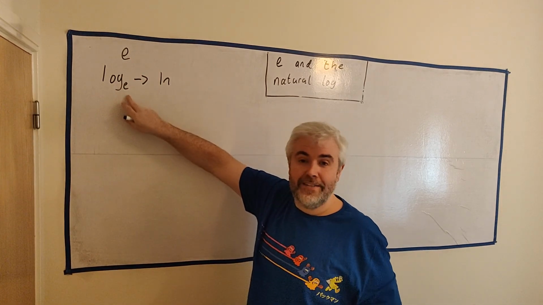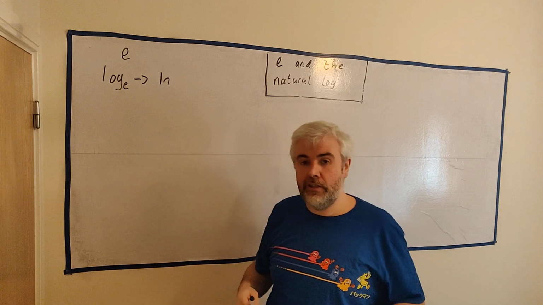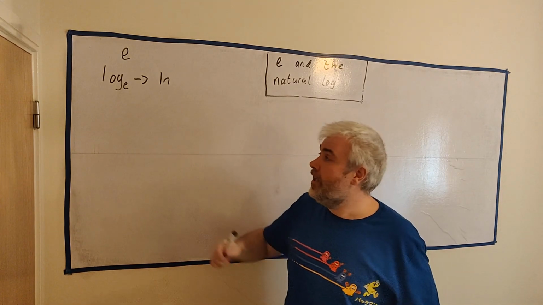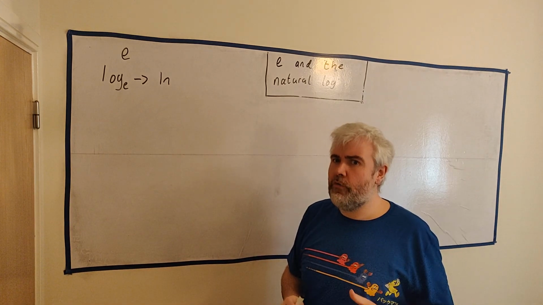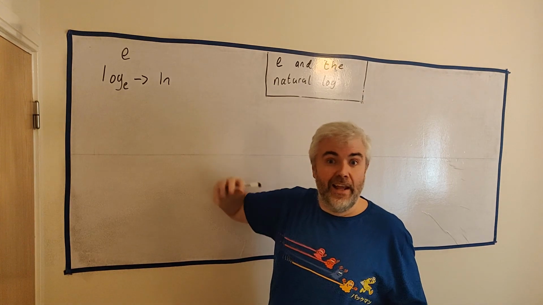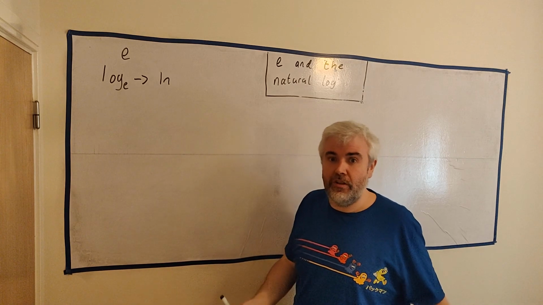So log to the base e. Think of log to the base 2, log to the base 7, log to the base 9. There is a number e, log to the base e, and it comes up so often, it's so famous, we actually just write ln. It's just a shortened version of it, that's it.